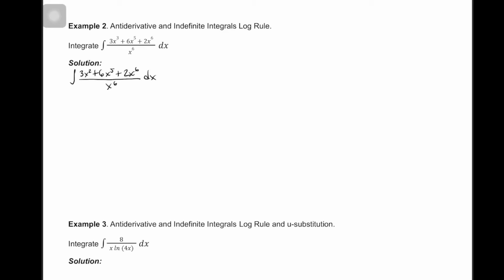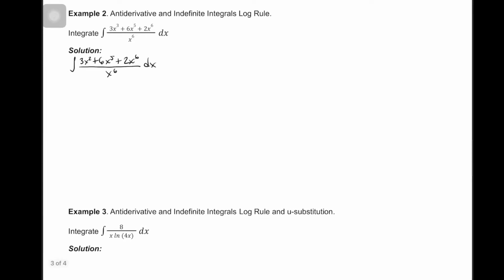Welcome back. So we're going to try example number 2. Here we're going to find the antiderivative of this function over a function. So we can think, oh well, shouldn't we have a quotient rule for this? And so the answer is no. We don't have a quotient rule for this.